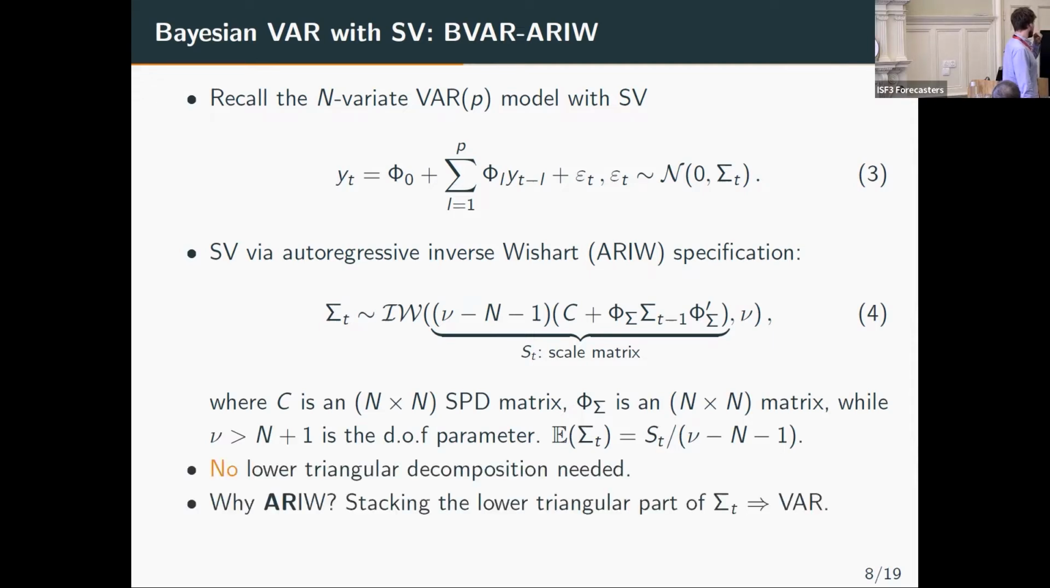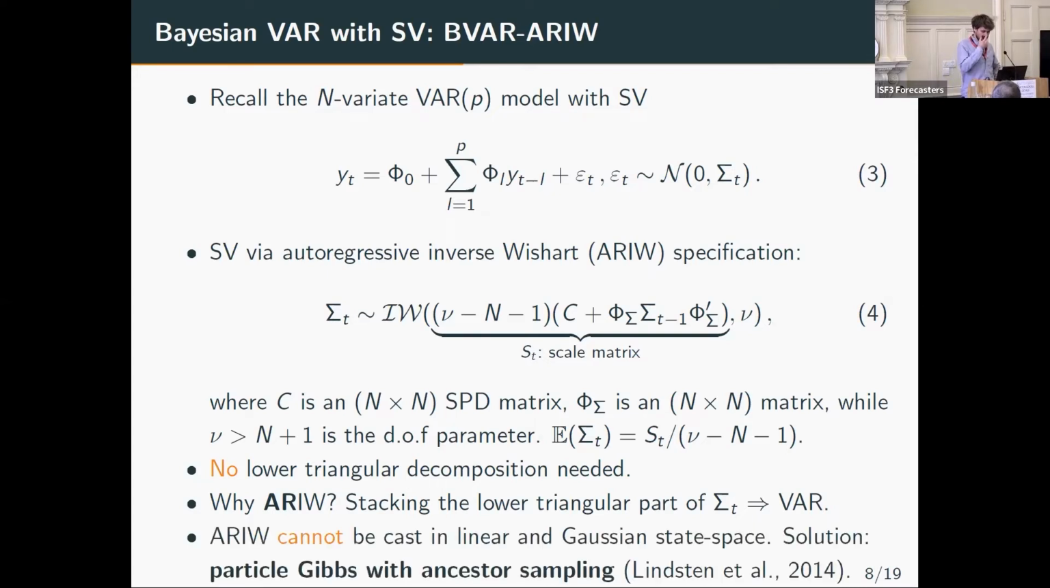And why is it called autoregressive inverse Wishart? Look at this term here, this is just scaling. If you look at this term C, it's kind of a constant. And remember, this is a matrix which is symmetric. So if you think about stacking just the lower triangular part of this matrix, it has a form of a VAR. So this is why it's called autoregressive inverse Wishart. Because these are matrices, you have this matrix form here, but I think the equation hopefully is clear. This is akin to VAR dynamics.